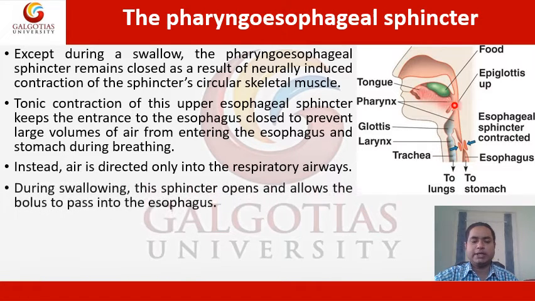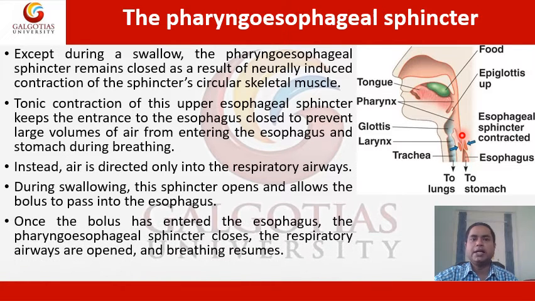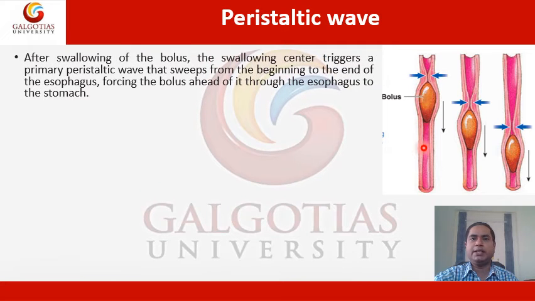During the swallowing process, this sphincter opens and allows the bolus to pass into the esophagus. Once the bolus has entered the esophagus, the pharyngoesophageal sphincter closes, the respiratory pathways are opened and breathing resumes. After the swallowing of the bolus, the swallowing center triggers a primary peristaltic wave that sweeps from the beginning to the end of the esophagus, forcing the bolus ahead of it through the esophagus to the stomach.